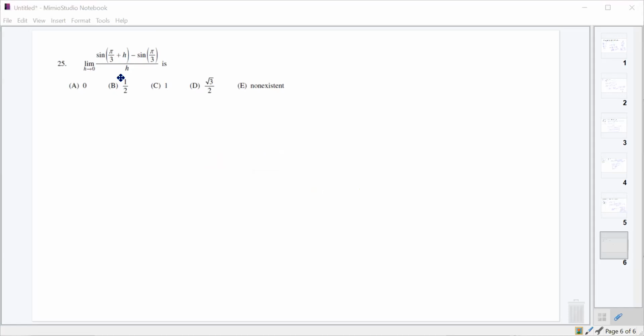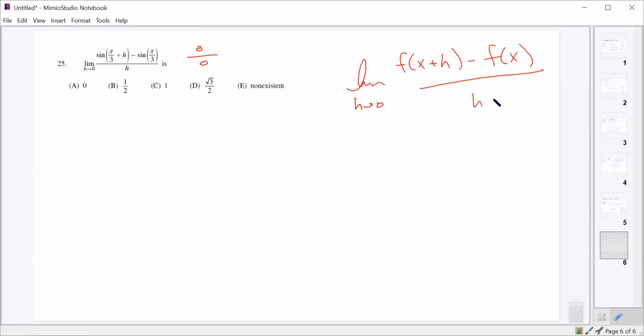Next one. So this one, there are 2 good ways to look at it. First off, if you plug in 0 to this, you'll get sine of pi over 3 minus sine of pi over 3, which is 0 over 0. So it comes out to be indeterminate, right? We could just use L'Hopital's rule, or we could recognize that this is the limit definition of the derivative. The limit as h approaches 0 of f of x plus h minus f of x over h, with x equal to pi over 3 and f of x being sine of x.